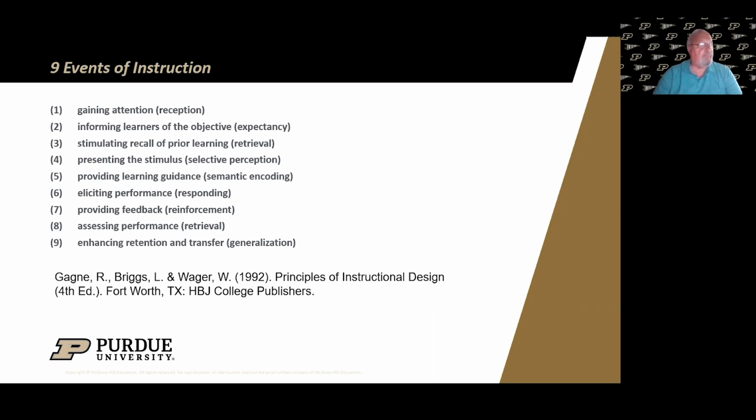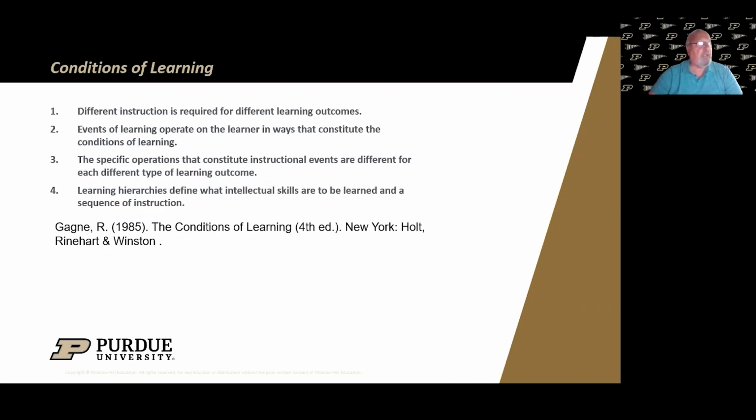We're going to be eliciting performance. We want them to respond. We want them to do something. We're going to be providing feedback, so we're going to be reinforcing what we hear back from them and vice versa. So there's going to be an interaction. There's going to be a retrieval, assessing performance, and then obviously enhancing retention and transfer generalization. So these are the 9 events that we're going to be talking about.